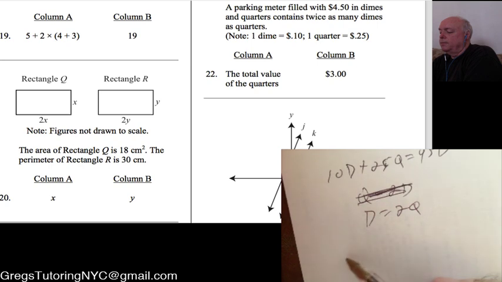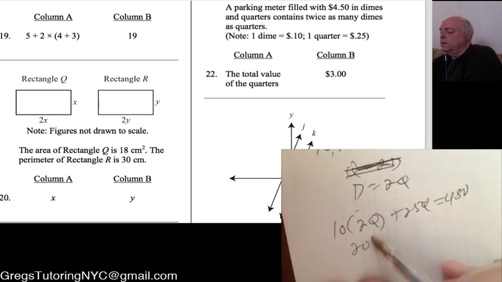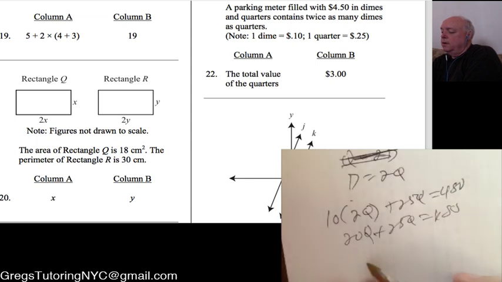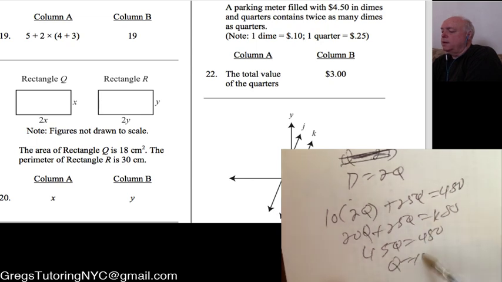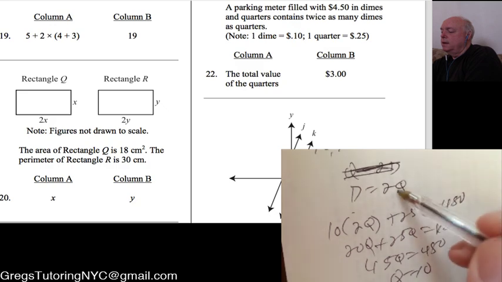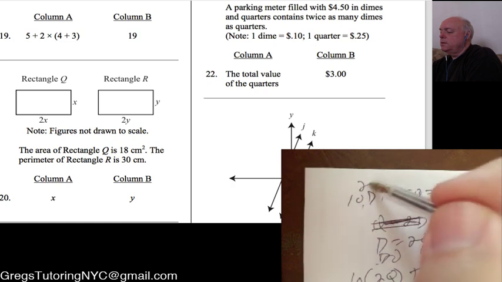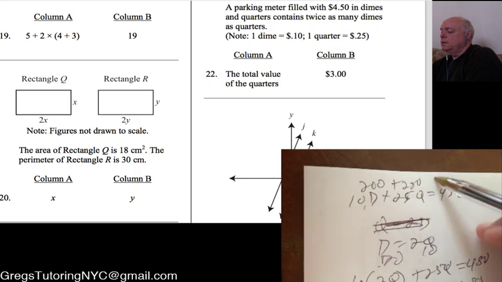So we get, now if we substitute, we get 10 times 2q plus 25q equals 450. We get 20q plus 25q equals 450. We get 45q equals 450, and we get q equals 10. If q is 10, then d must be 20. If we plug it in, we get 200 cents here, and we get 250 here, and that does equal 450.